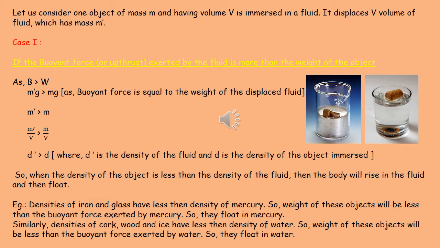Similarly, densities of cork, wood and ice are less than the density of water. So the weight of these objects will be less than the buoyant force exerted by water. So these objects will float in water.